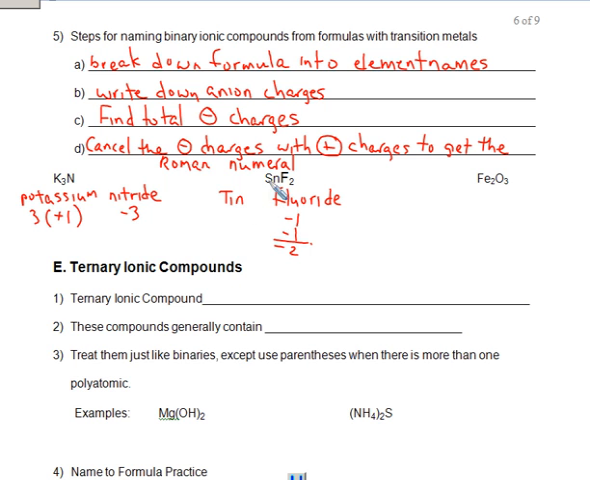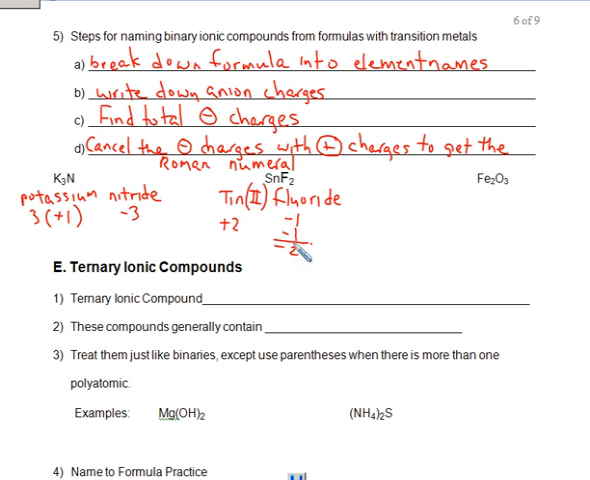So, Sn, we only have one of those, so we only have 1 tin. So the charge on tin has got to be +2, so that a +2 cancels out the -2. So now we know that we're going to use parentheses in the middle here and put in a Roman numeral 2. So tin(II) makes a neutral compound with 2 fluoride anions.